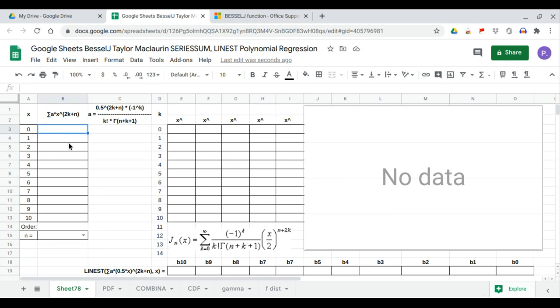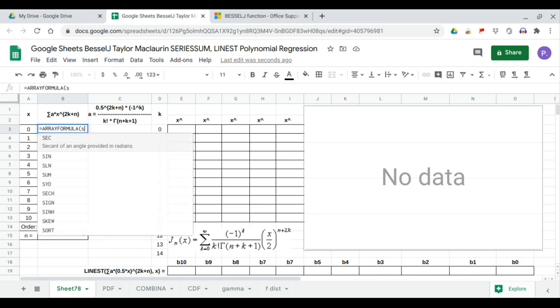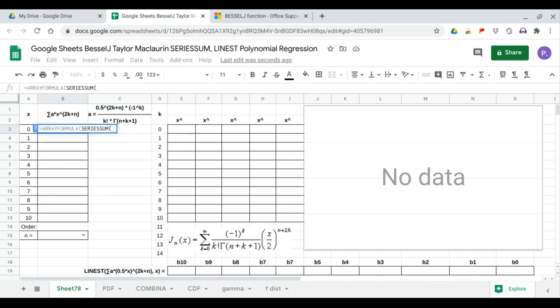So we can now use the Taylor Maclaurin series sum. So array formula, series sum of the x values raised to the power starting from n. And the interval will be, that's x to the n and then 2k. So 0, 2, 4, 6, 8. So the interval is 2. And the coefficients will be this range.